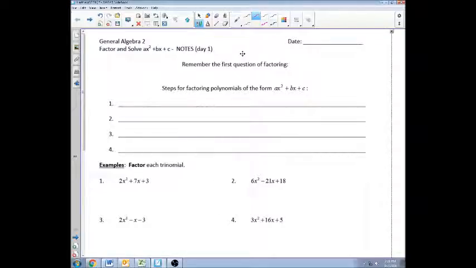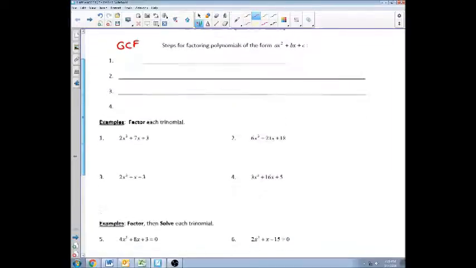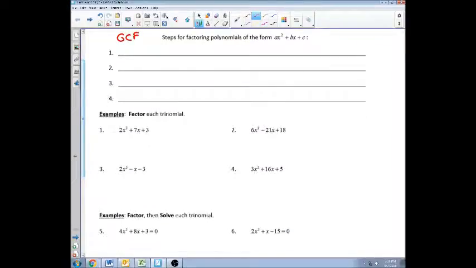Okay, there are going to be 4 steps that we will talk about as we work through some of these problems, but I'm going to add one extra step, and that is always the first thing we should look for is a GCF. If you have a GCF, you need to always pull that GCF out. That is the easiest and best way to work through the problems. Now, on to the other 4 steps.